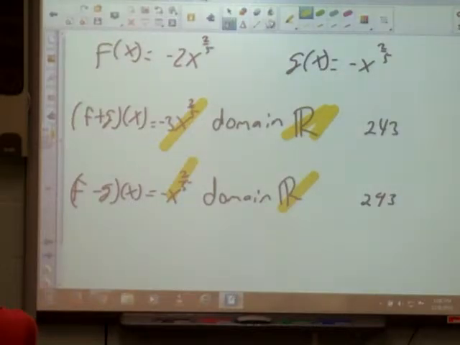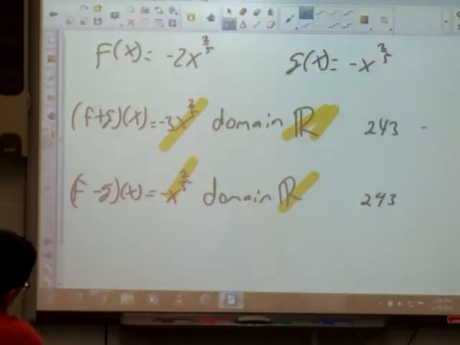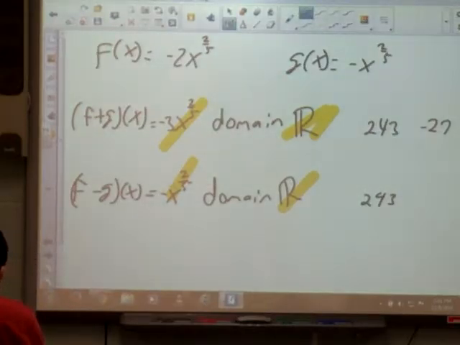Alright, so we got 4 of our 6. The last 2 answers, you just get on your calculator by plugging the 243 in. So you'll do negative 3 times 243 to the 2/5 power. That got me negative 27. And then I did negative 243 to the 2/5 power. That got me negative 9. So y'all better be able to do those on your calculator.